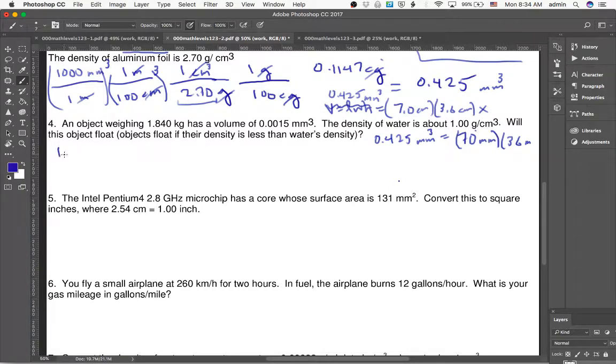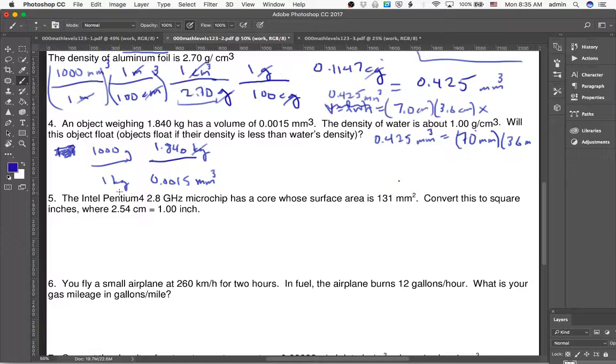I could start with the data given, or I could start with grams. I've been starting with what I want throughout these videos, so let me do the same over here. So I know that there are 1,000 grams in 1 kilogram. There are 1.840 kilograms here. But this is going to occupy the volume of 0.0015 cubic meters. 0.0015 cubic millimeters, I mean.